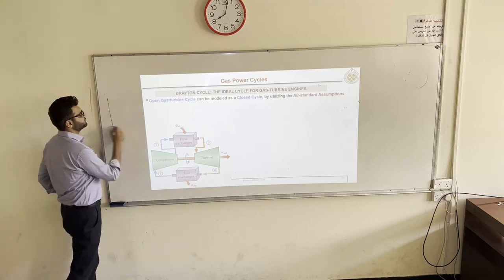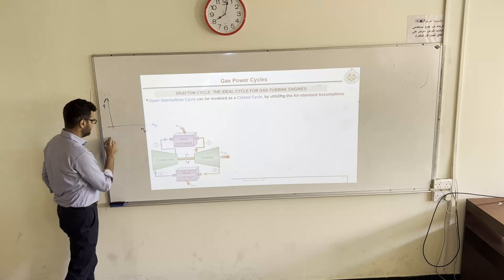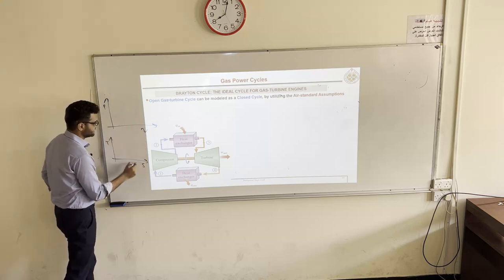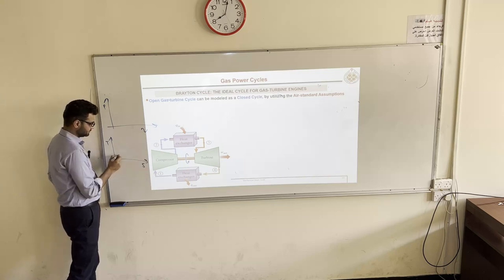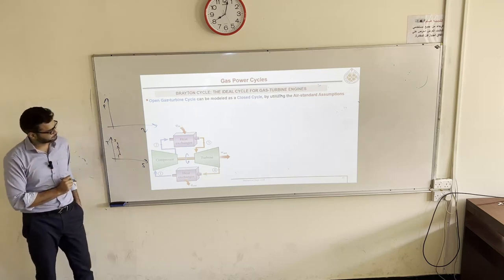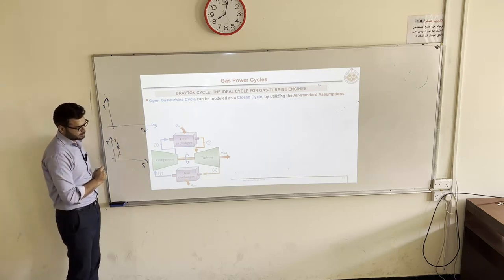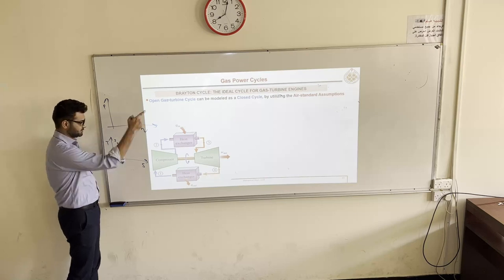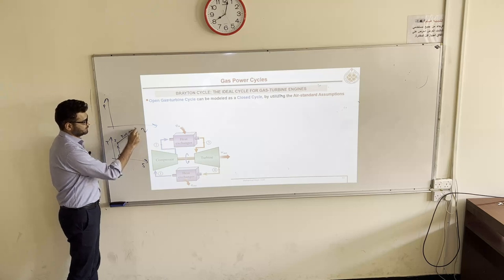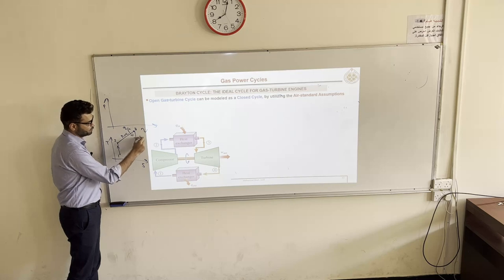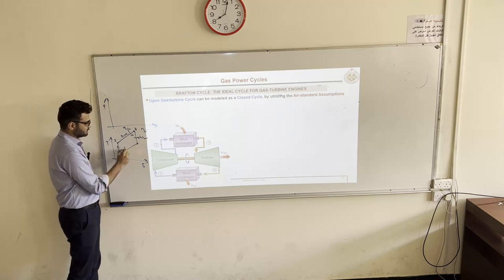So let's quickly draw its PV and TS diagram. TS is simple: 1 to 2, isentropic compression. 2 to 3, constant pressure, isobaric, so a constant pressure line, heat addition. Another isentropic, work out, and then another isobaric, heat rejected.